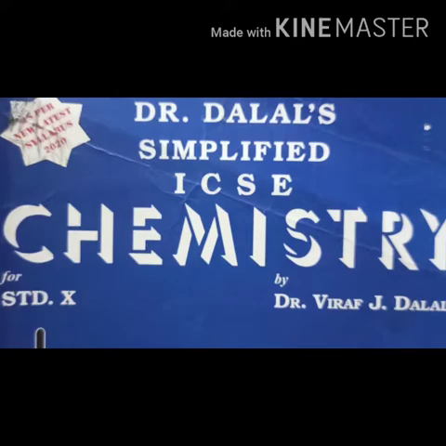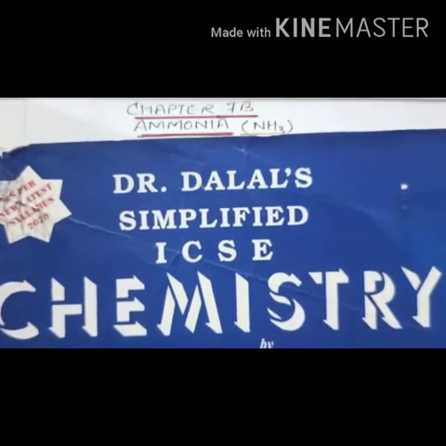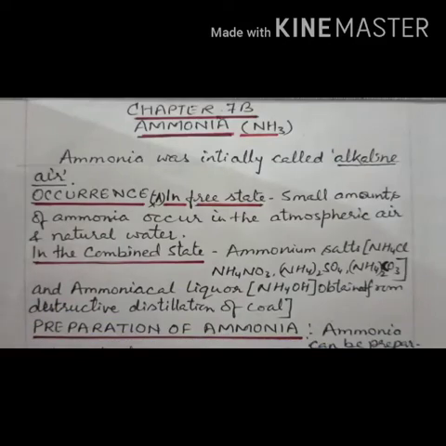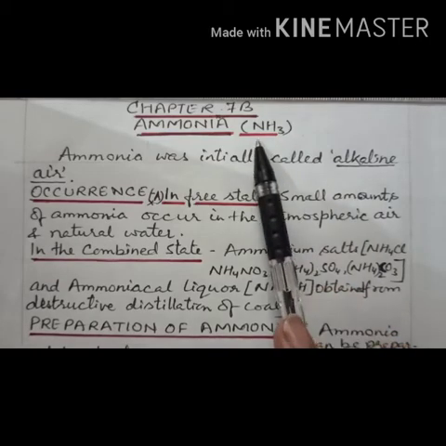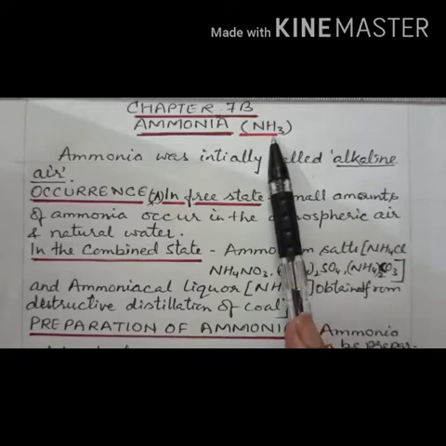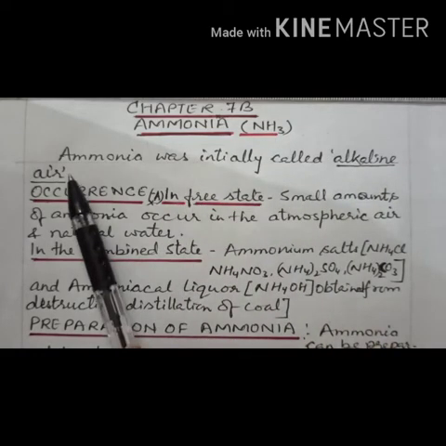Now in this video we will discuss a new chapter, that is chapter number 7b, ammonia. Right? Now what is the formula of ammonia? NH3. It is a polar covalent compound and it is a basic gas. That's why it was initially called alkaline air.